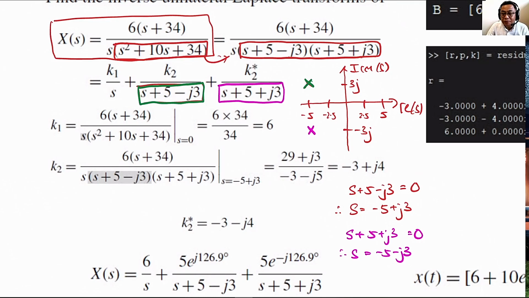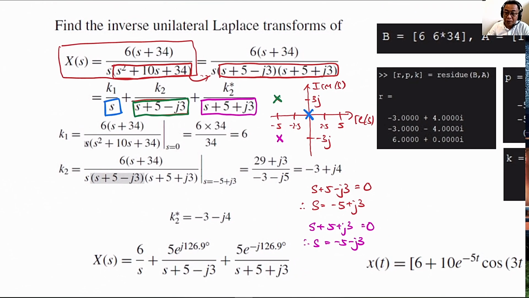What about this guy? Well, it is a pole at s equals 0. So I'm going to use a different color, which is blue. So this guy will be here. So there are 3 poles for these 3 functions. Now, don't worry if you don't know how to put the pole positions with respect to this. We'll come to it later. But what I want you to focus on is this pole, which has this associated expression here.